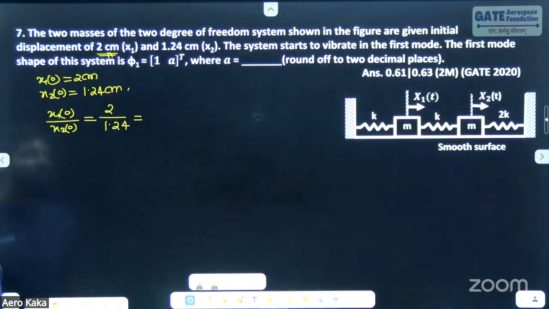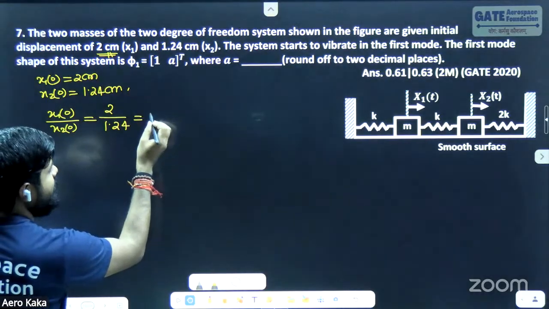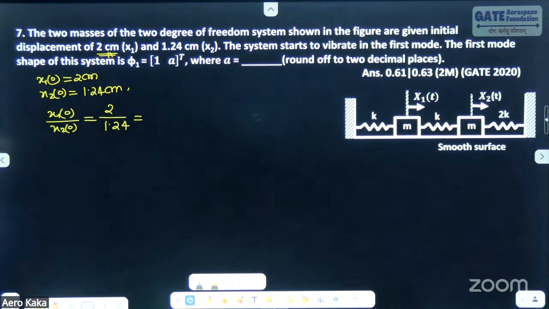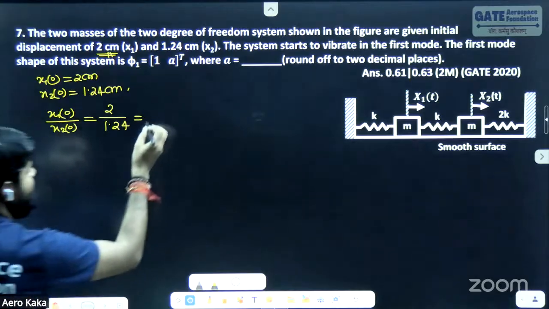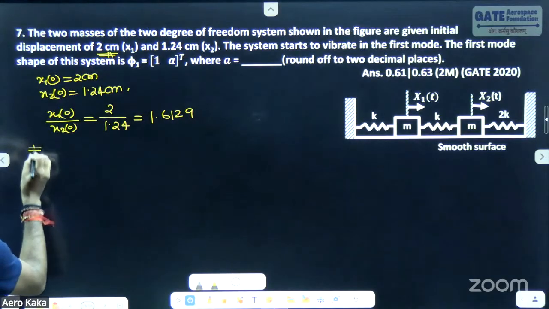Please tell me how much you will get. 2 upon 1.24. Wait, what are you doing? 1.612. Sir, I did cross multiplication, so I didn't need it. Sorry? 1.6129. Wait a second. How much is it coming? 1.6129. Are you getting this one?